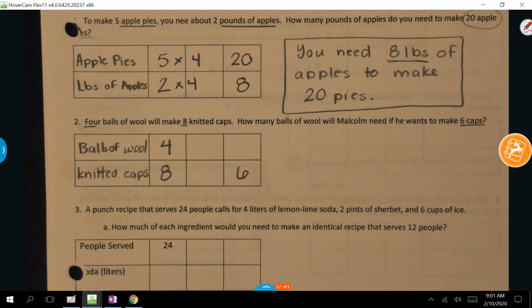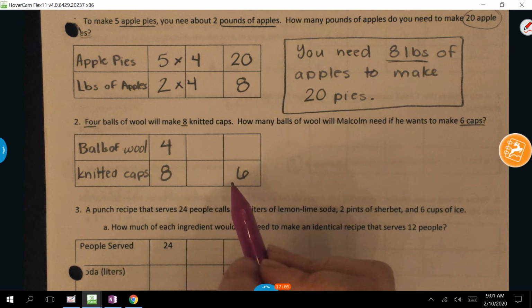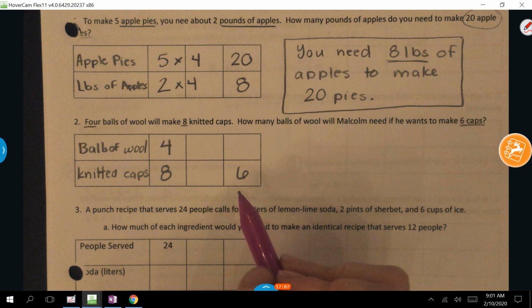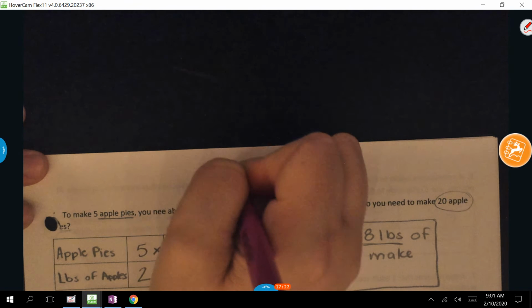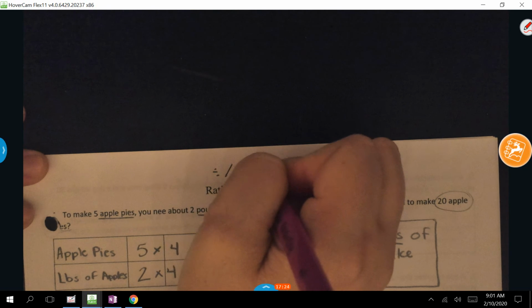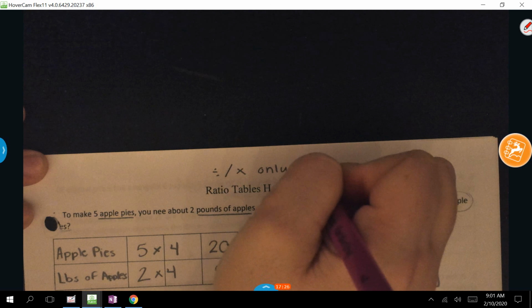All right, so I'm trying to change 8 to 6. Now it's getting smaller, do y'all agree? So if it's getting smaller, I should be using division. You have to use multiplication or division. You have to use multiplying or dividing. Those are the only options. All right, and we might want to write that on here. Division or multiplication are the only operations you can use.